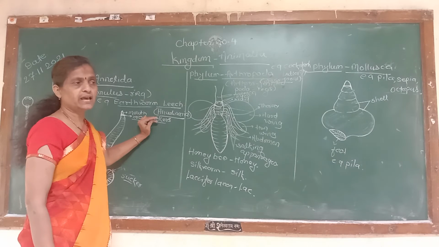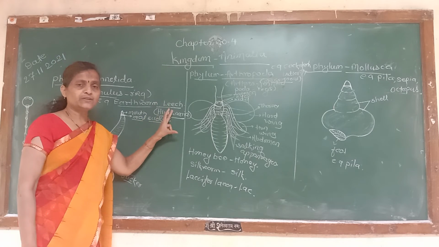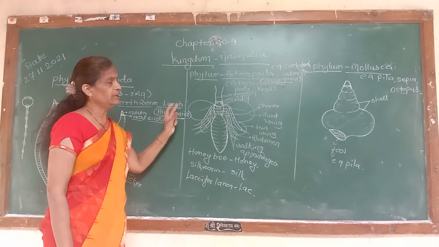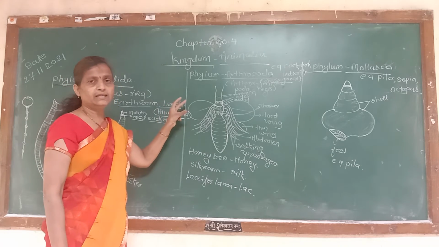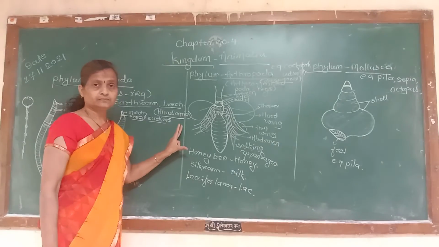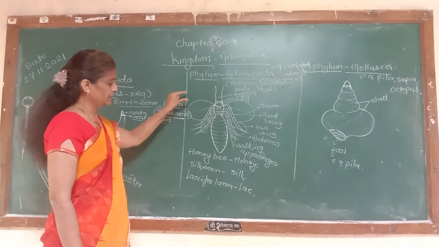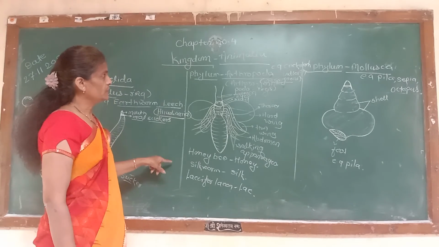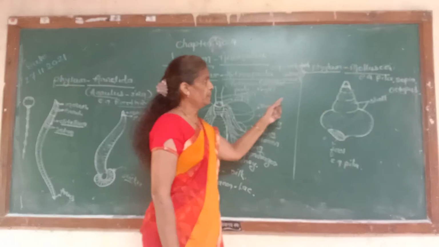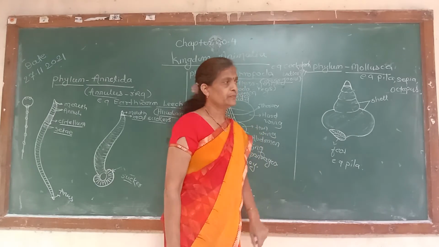Some examples are edible. Prawns are useful for eating. Economically, we can easily eat prawns, and they are used in our food also. So this is the second phylum. And the third phylum is phylum Mollusca.